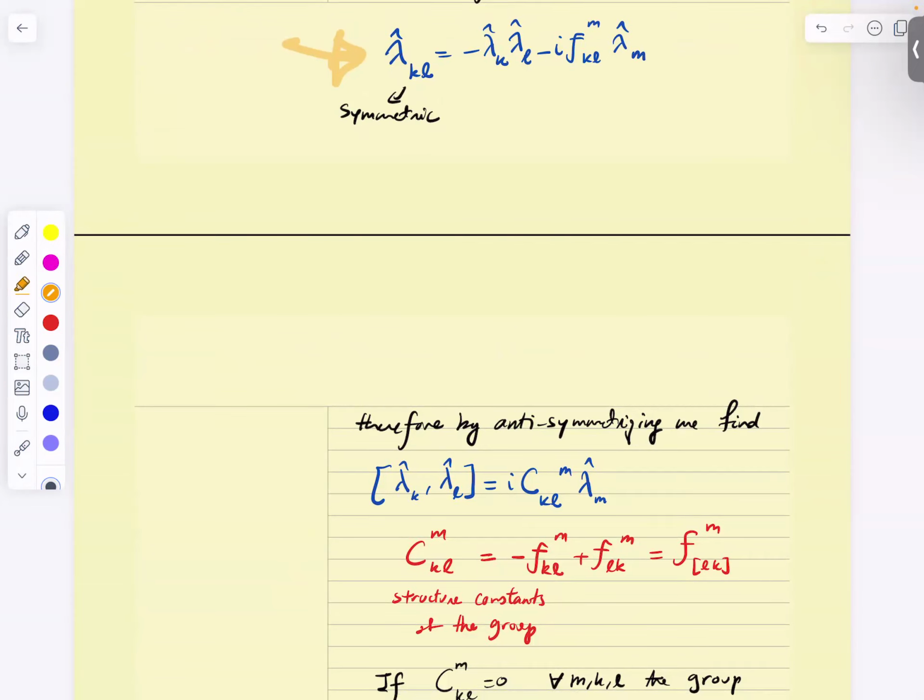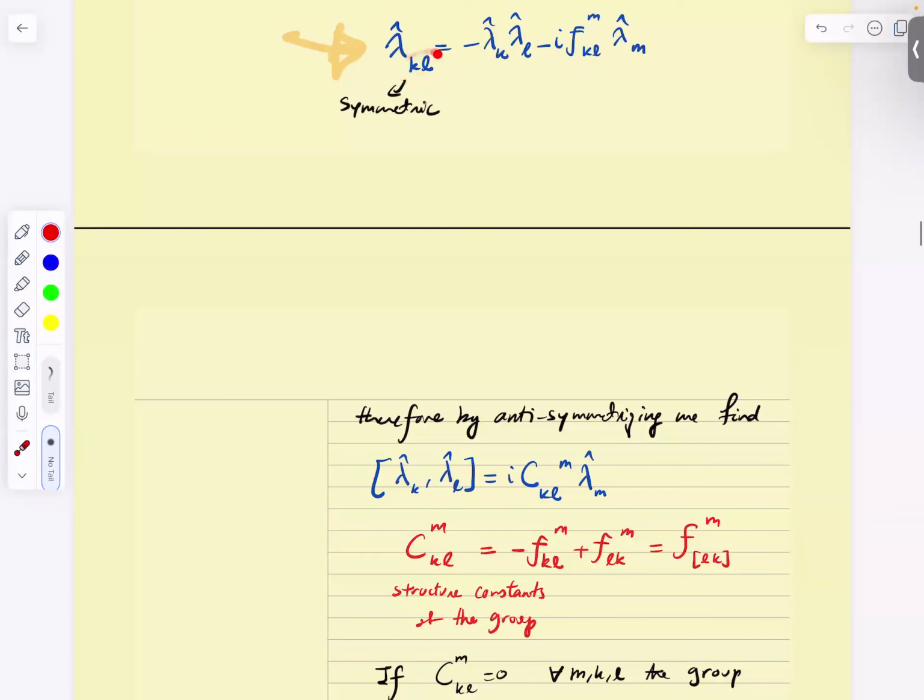Because this was symmetric, you could use the symmetry of this to write an expression for the commutator of the generators of the Lie algebra. And this is the structure of it, the structure that you find. This is just a consequence of these relations. And then C^M_KL is just basically the antisymmetry, F of LKM antisymmetrized in the lower indices. Right?